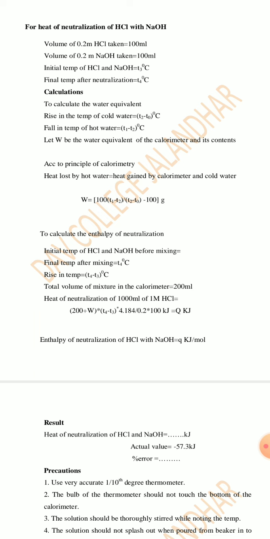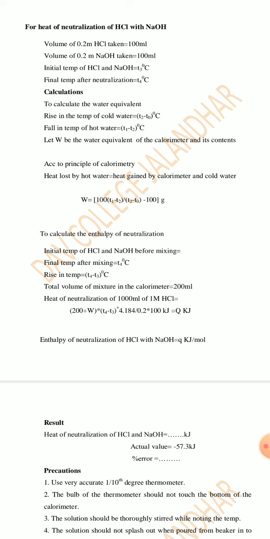To calculate the enthalpy of neutralization: the initial temperature of HCl and NaOH before mixing is T3, the final temperature after mixing is T4 degrees Celsius, and the rise in temperature is T4 minus T3 degrees Celsius. The total volume of the mixture in the calorimeter is 200 ml. The heat of neutralization of 1000 ml of 1 molar HCl is given by the formula (200 plus W) times (T4 minus T3) times 4.184 divided by 0.2 times 100, in kilojoules, equal to Q kJ. Enthalpy of neutralization of HCl with NaOH is equal to Q kJ per mole.